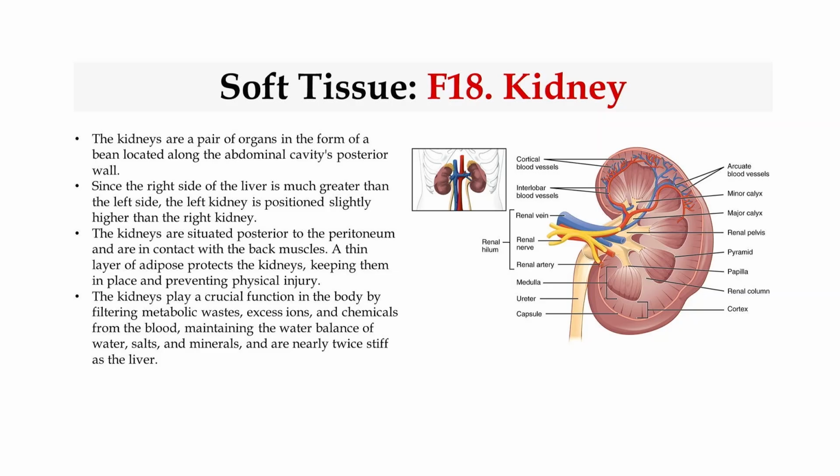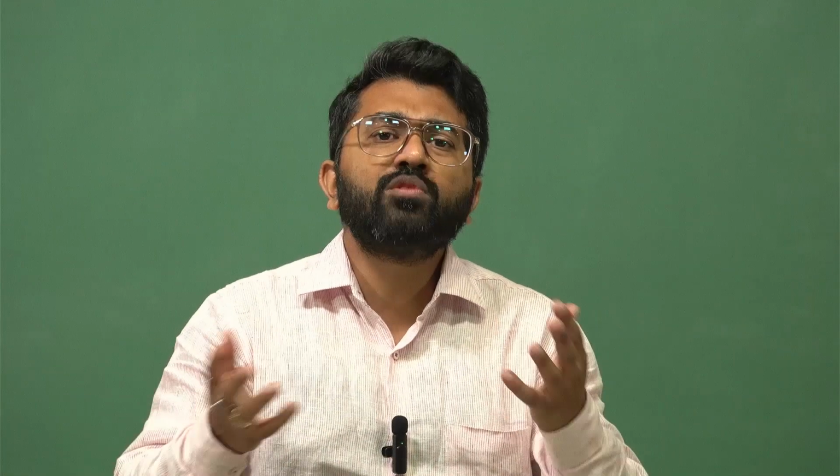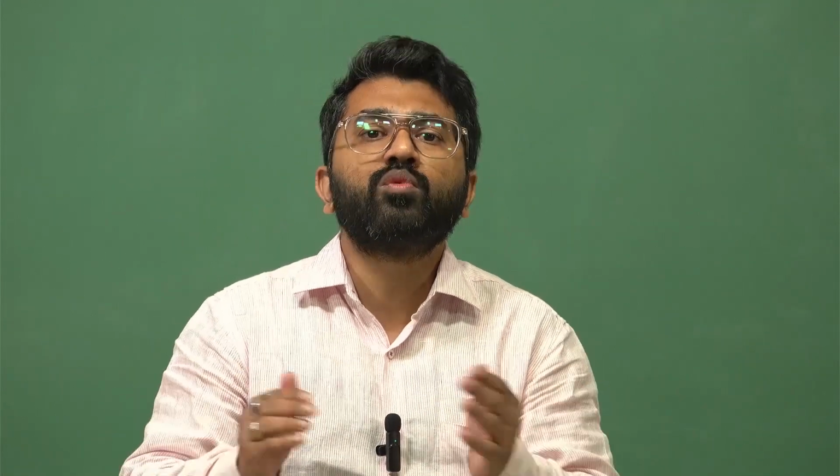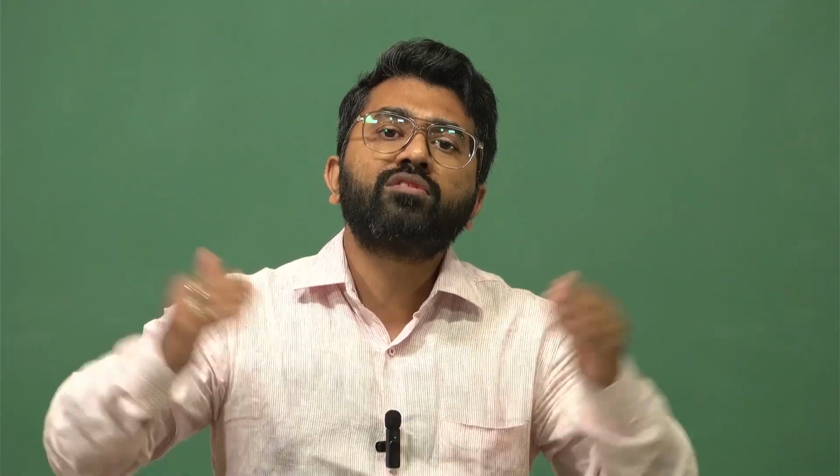You're looking at cortical blood vessels. Cortex is usually the top part of the covering. Then you're looking at arcuate blood vessels, which are kind of the inside part of that. Then you have interlobar blood vessels. This is the same set of blood vessels which are branching out, but they have been given different names based on where they lie across the cross section.